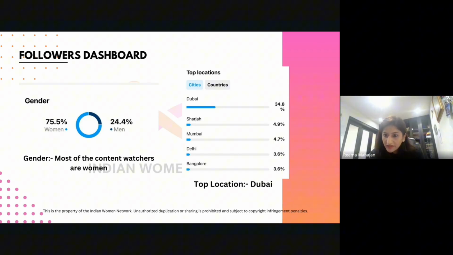Okay. 40% men, 60% women for the restaurant, yes. Okay. Mansi says 79% women and 20.